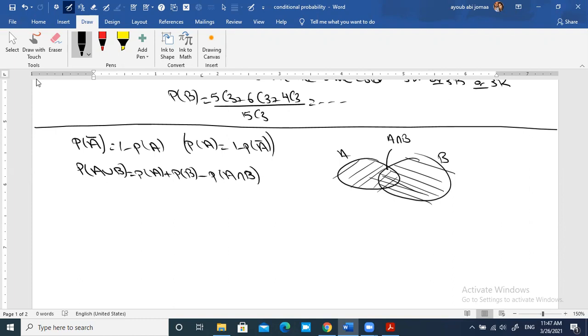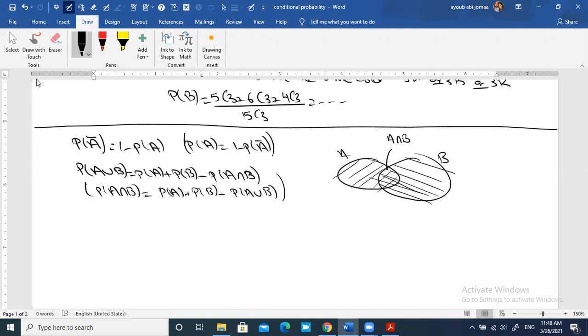Now, of course, it is equivalent to say that the probability of A intersection B is the probability of A plus the probability of B minus the probability of A union B. Same idea: move this to the left side and that to the right side, and you get this.